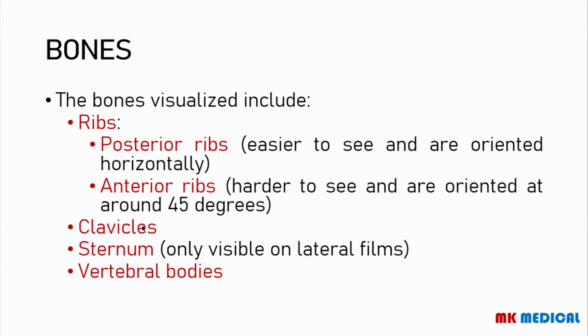So remember the bones that you can see are, of course, the ribs. You have the posterior ribs, which are much easier to see, and they are usually oriented horizontally, and you have the anterior ribs, which are much harder to see and are oriented at an angle of about 45 degrees. You may also see the clavicles, and the sternum, which is only visible on the lateral X-rays. The ribs and the clavicle can be seen on the posteroanterior chest X-ray or AP. The vertebral bodies can also be seen, but they are seen much better with the lateral X-ray.